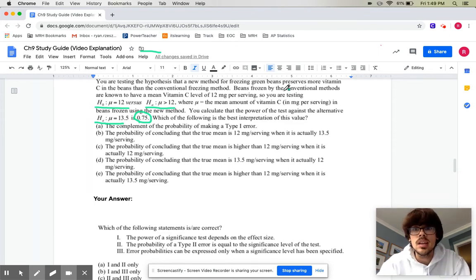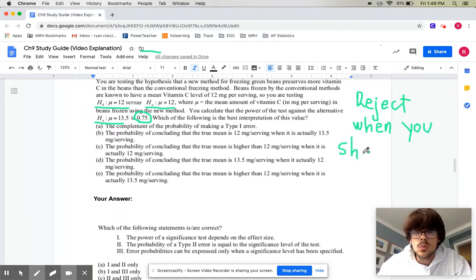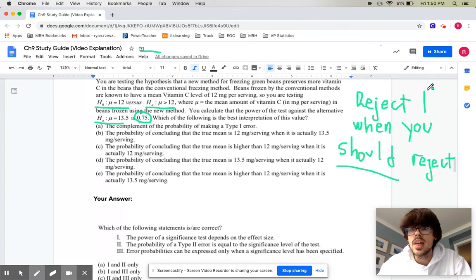So what that means, and I probably want to write this down, even though it'll take me a second here, it's worth it. Power is rejecting H0. So it's rejecting when you should reject. It's going to take me a second to do this, but I want you guys to actually write this down because it's helpful. So power: reject H0 when you should reject. All right, so we reject H0 when we should reject it. That's what power means. It's avoiding a type 2 error.